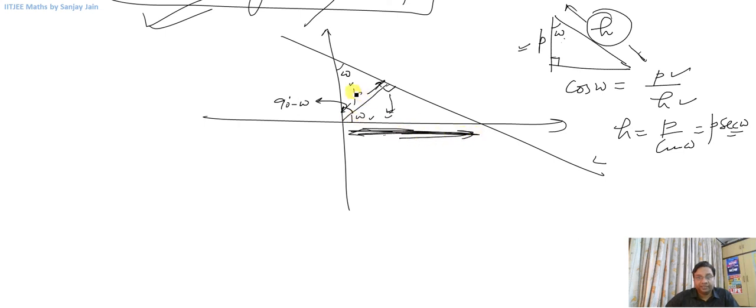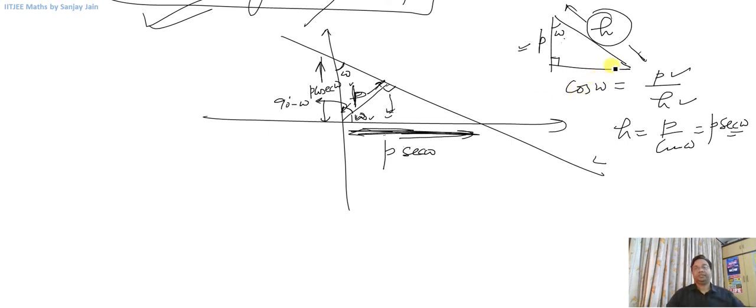So this is my hypotenuse, which in this case is this is the hypotenuse, right? And this is the length of normal, and this is the angle. So what will be this side? P secant omega, right? Now you can tell me about this length here. This is omega, this is p, right? So this will be p cosecant omega.